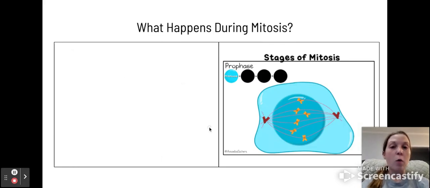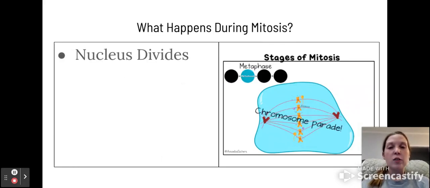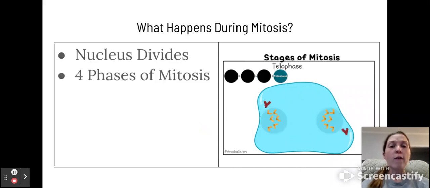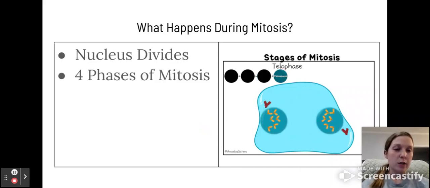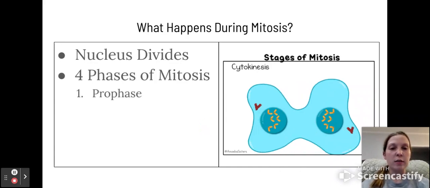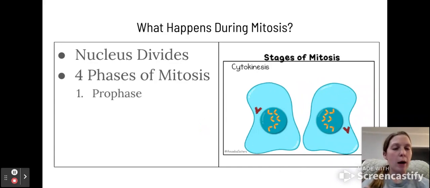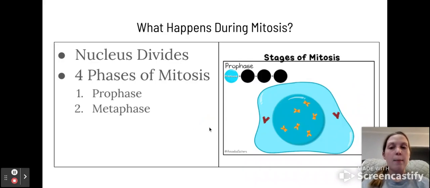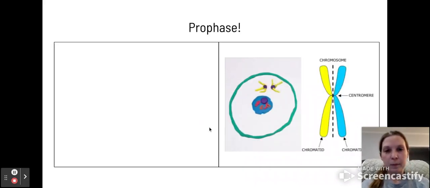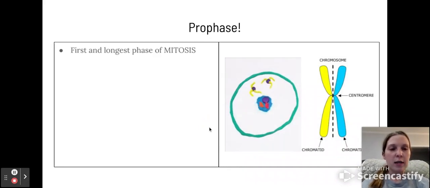So now let's talk about what happens during mitosis. The biggest thing is the nucleus will divide. And there are 4 phases of mitosis. Interphase has 3 of its own, and then the 4 phases of mitosis, which are the ones that are more commonly known, are prophase, metaphase, anaphase, and telophase. So first we'll start with prophase.